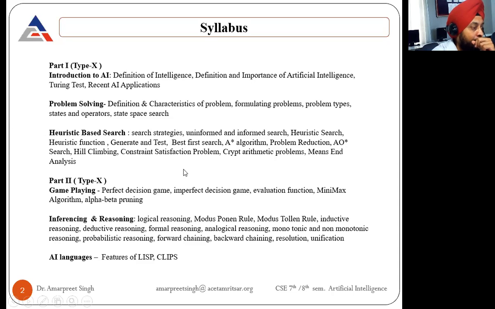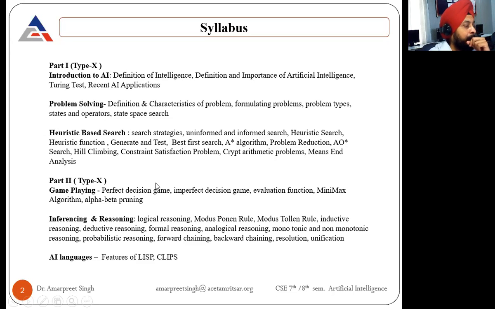So here we complete part 1 of your syllabus, which has 3 chapters. One is introduction to AI, then problem solving, and then heuristic based search.